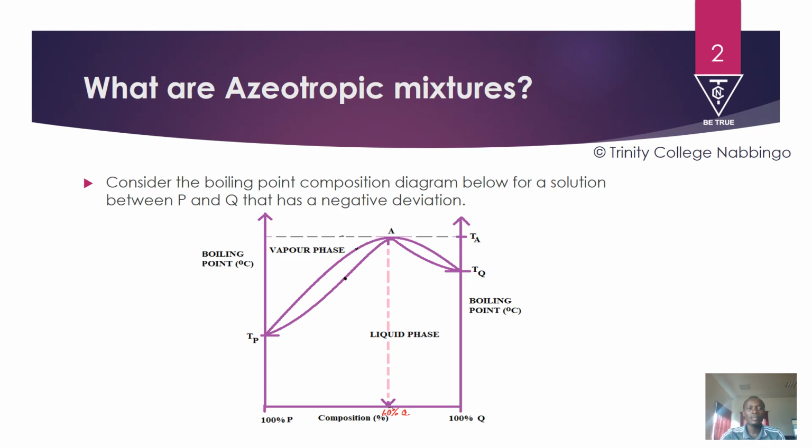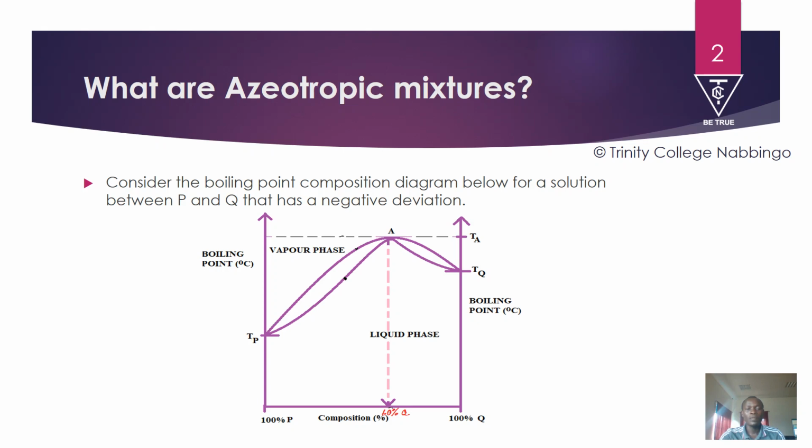What are azeotropic mixtures? If we consider the boiling point composition diagram below for a solution between liquid P and liquid Q, we are assuming liquid P and liquid Q are miscible. Liquid P is more volatile and therefore it has a low boiling point, and liquid Q is less volatile and therefore it has a high boiling point. If they form an azeotropic mixture at composition 60%, you will note that the azeotropic mixture will have the highest boiling point since it has the lowest vapor pressure.